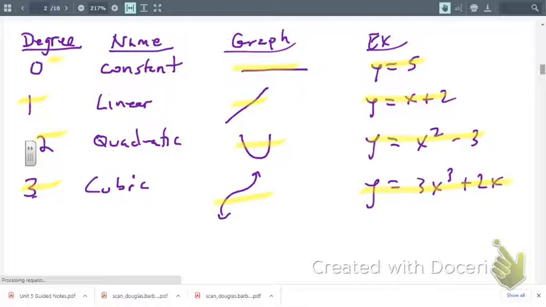So all degree 3 polynomials look snake-like like that. All degree 2 polynomials are parabolas, they're U-shaped. All degree 1 polynomials are linear, they have a slanted line. All degree 0 polynomials are constant, so they have just a flat line. Alright, so you can learn a lot about the shape of the graph based on the degree of the polynomial, so that's important.